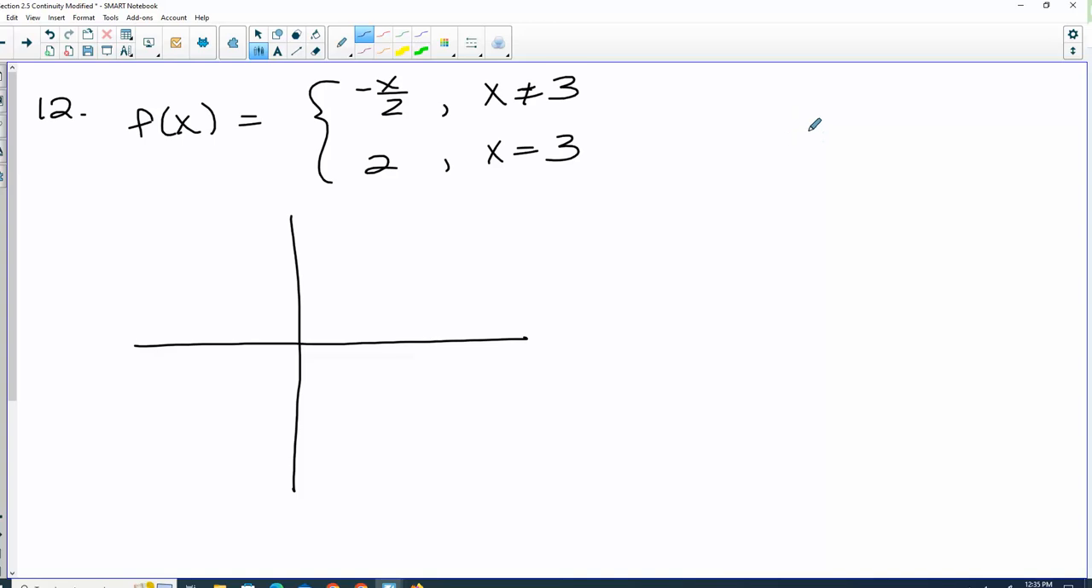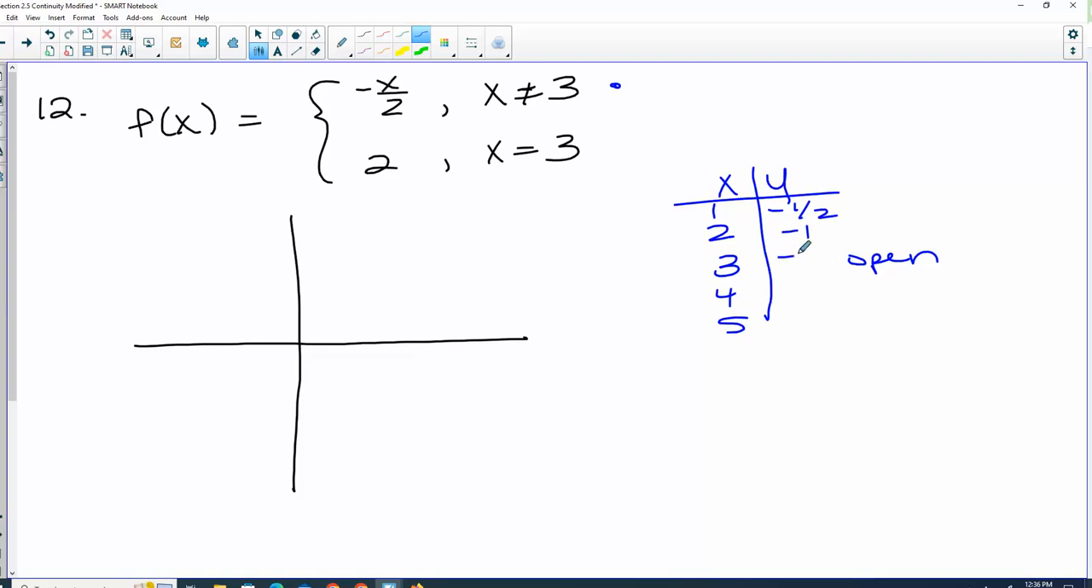Does that mean on my T-chart I don't have to plug in 3? No. We still do, but when we put in 3, it would be open. And then you want everything else. So smaller, bigger, everything. If I put in 1, I get -1/2. 2 gives me -1. 3 gives me -3/2. 4, -2. So we're seeing just a line.